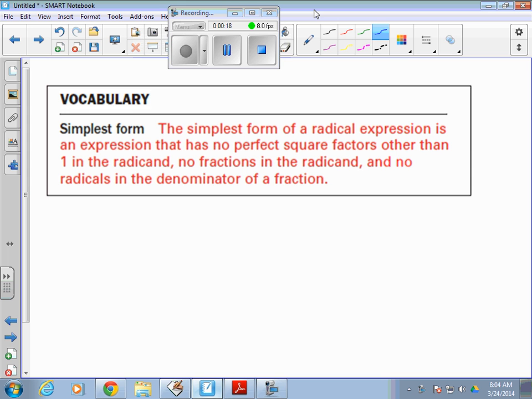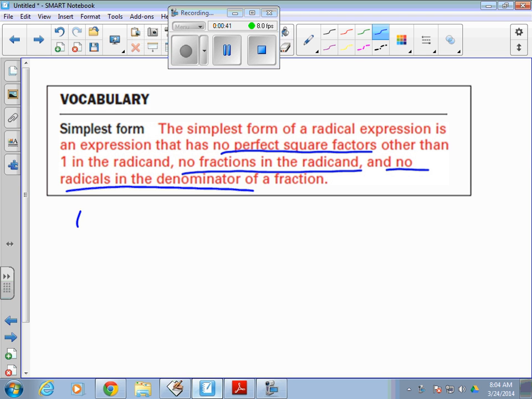The simplest form of a radical expression is an expression that has no perfect square factors other than 1 in the radicand, no fractions in the radicand, and no radicals in the denominator. So it gives you 3 questions that you have to ask yourself at the end of each radical to determine if it's in its simplest form.